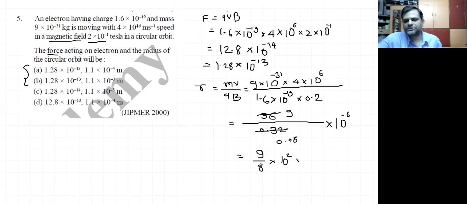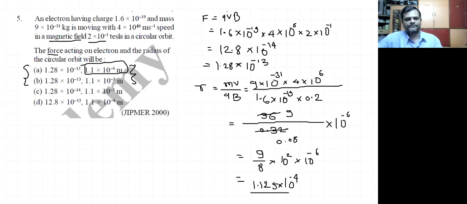And this 10 raised to 2 gets multiplied with 10 raised to minus 6, leaving behind 10 raised to minus 4 actually. So here 10 raised to minus 4 remains, and what is the value of 9 by 8? 1.125. Okay, so it will be 1.125 into 10 raised to minus 4. So that means 1.1 into 10 raised to minus 4. Out of these two, only this one seems to be the correct option. So therefore, this A must be the correct option. That's the final. Okay. Yes, let us see the next question.